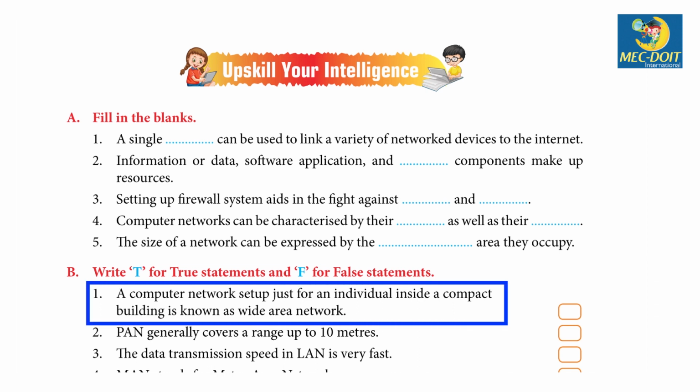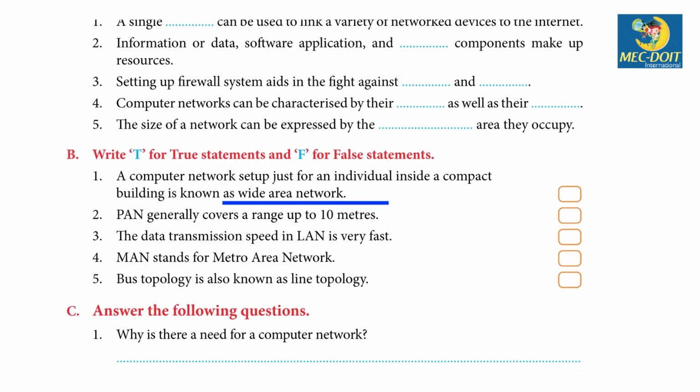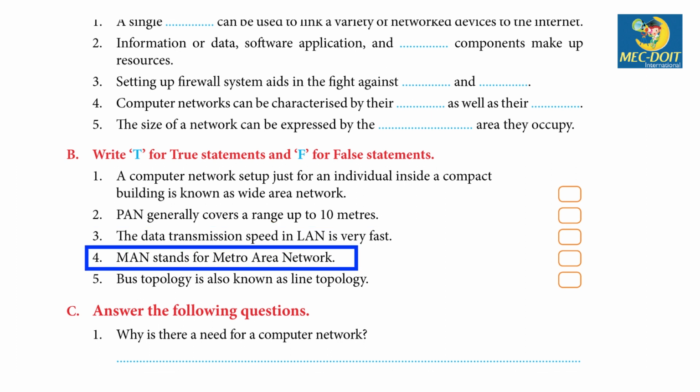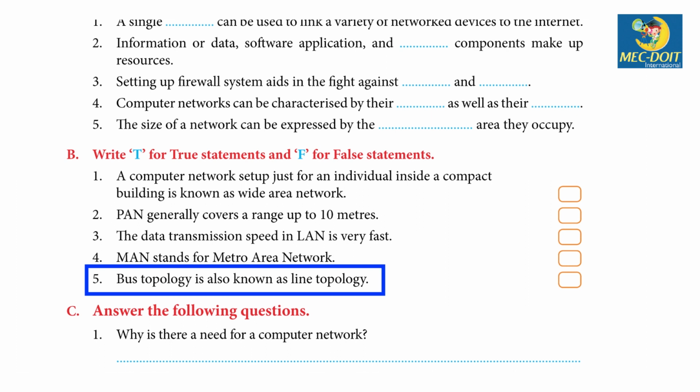1. A computer network set up just for an individual inside a compact building is known as a wide area network. Answer: false. 2. PAN generally covers a range up to 10 meters. Answer: true. 3. The data transmission speed in LAN is very fast. Answer: true. 4. MAN stands for Metro Area Network. Answer: false. 5. Bus topology is also known as line topology. Answer: true.